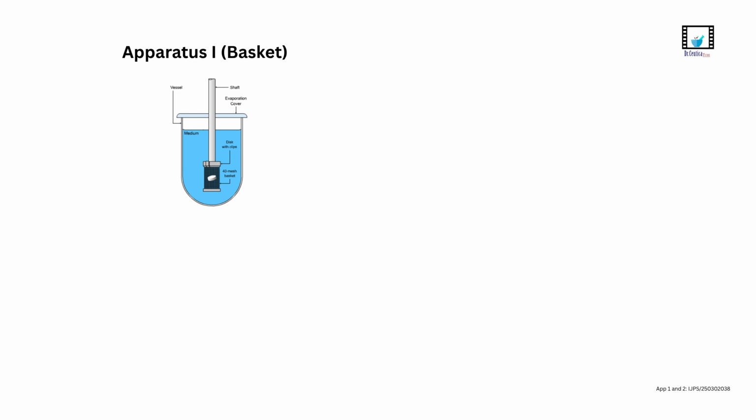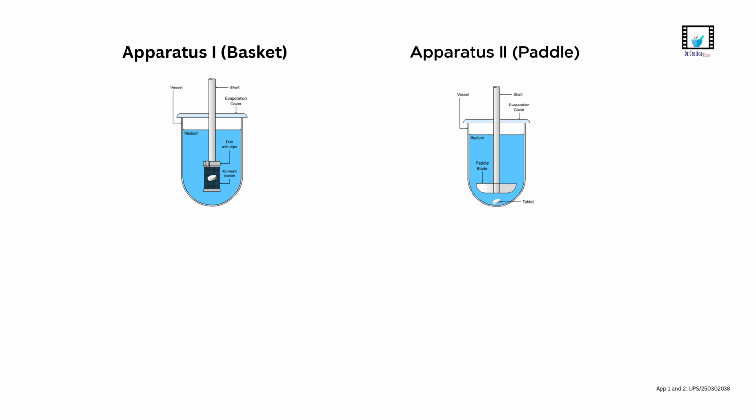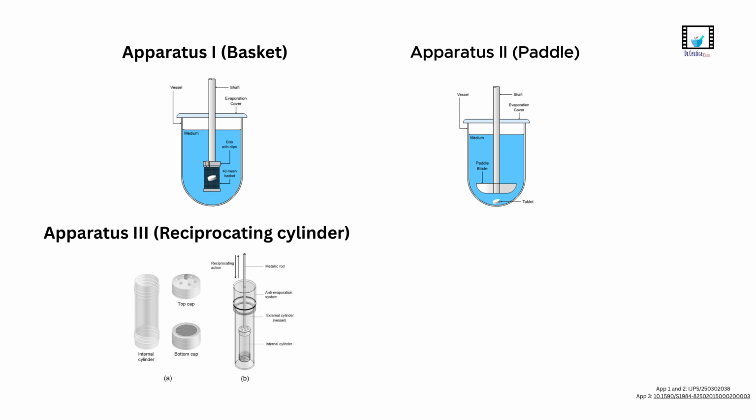surface to the medium. Apparatus 2, the paddle method, is the most widely used configuration, especially for immediate release tablets. The rotating paddle stirs the dissolution medium uniformly, providing reproducible hydrodynamic conditions. Apparatus 3, the reciprocating cylinder, is designed primarily for modified release and delayed release products.